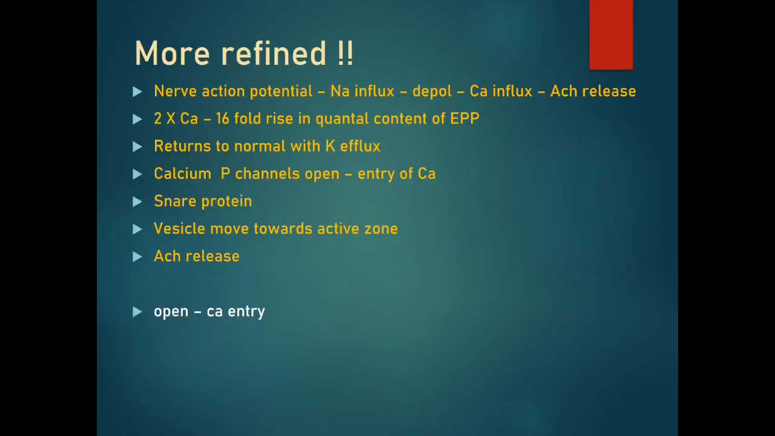Now, whenever you have an increase in the calcium ions, say for example there is 2 times the calcium ions, there is a 16-fold rise in the quantal content of your excitatory potential, which returns to normal with the efflux of potassium. So, the electrolyte balance has to be balanced in order to produce a normal contraction.